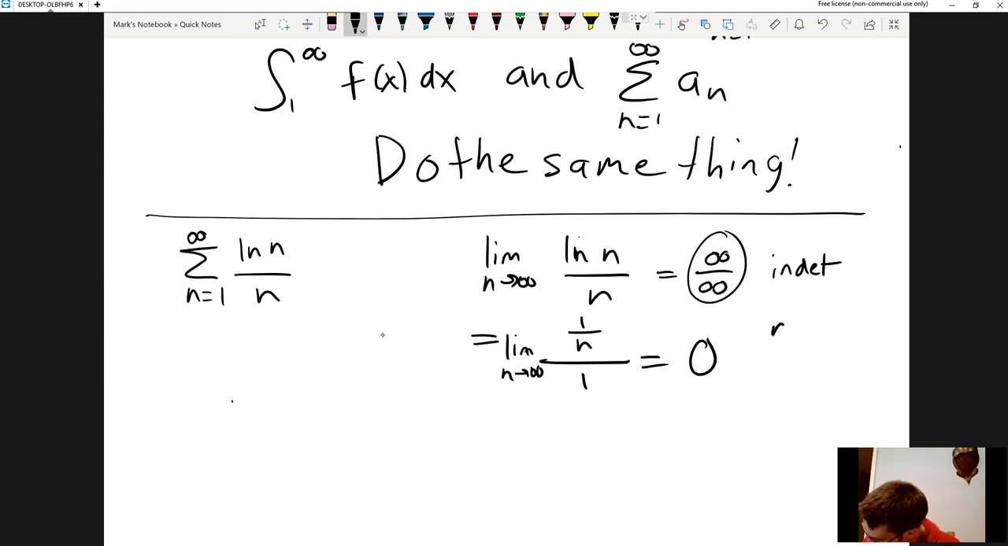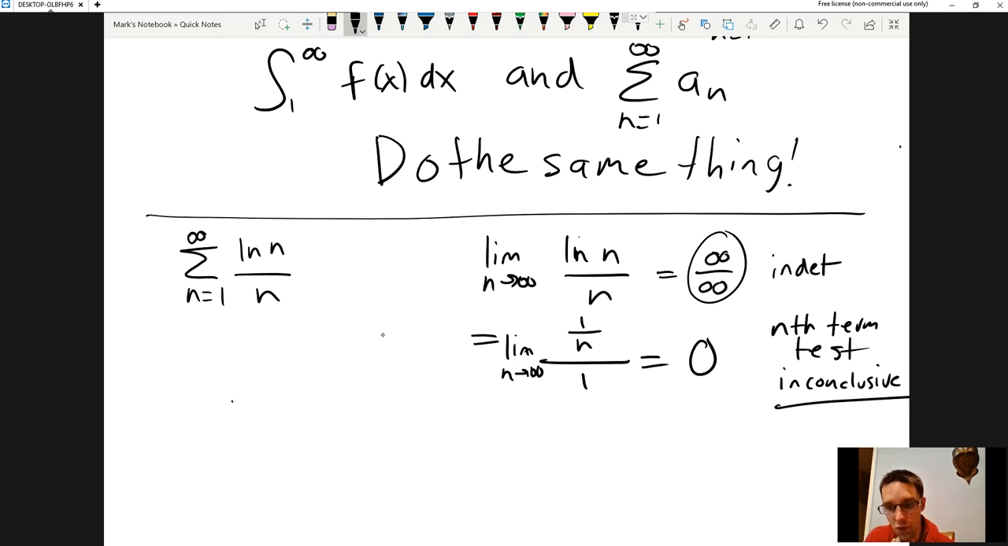Okay, so the nth term test is going to be inconclusive here because it only tells us about divergence if we get something other than 0. So that doesn't help us.